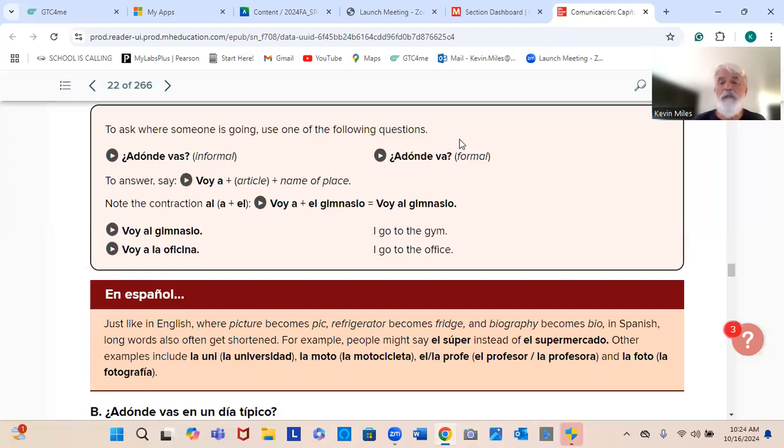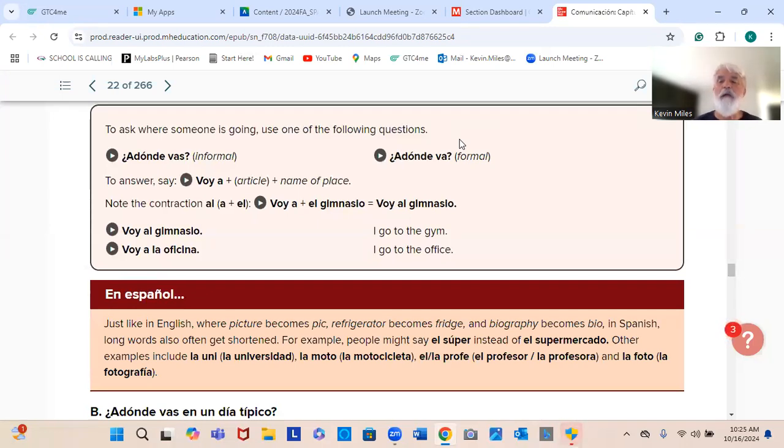Now, whenever we're going somewhere, or whenever we're using the verb to go, when we're conjugating it, we follow it by the very important preposition to. How do we say to in Spanish? It's a. So always follow your conjugation of ir with the preposition a.